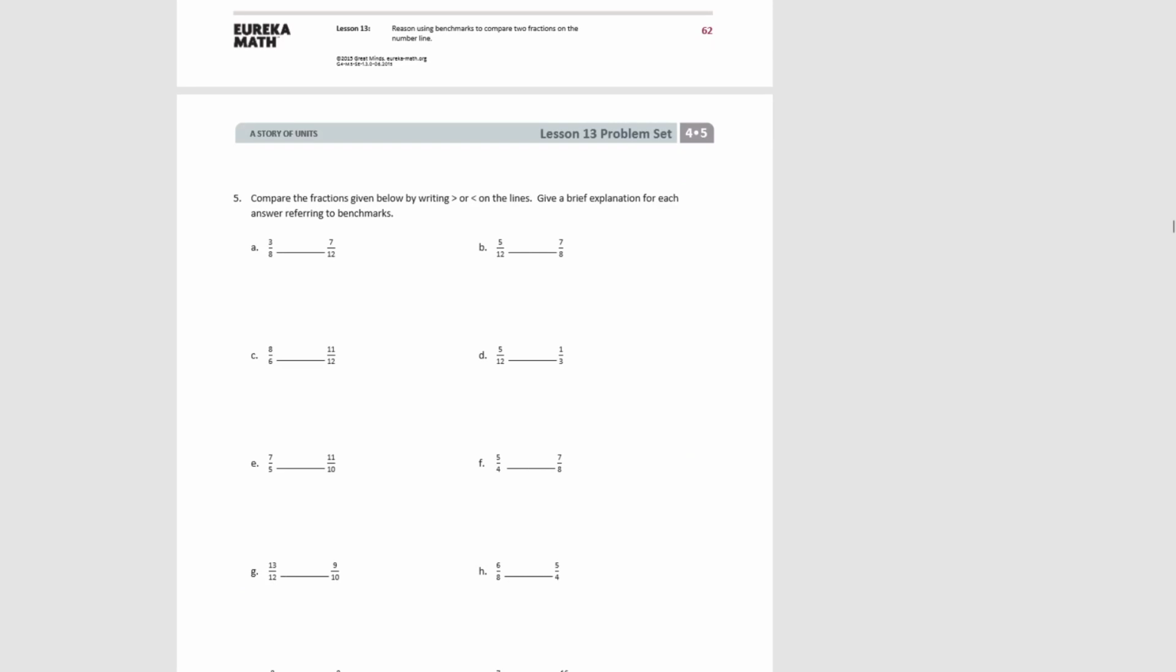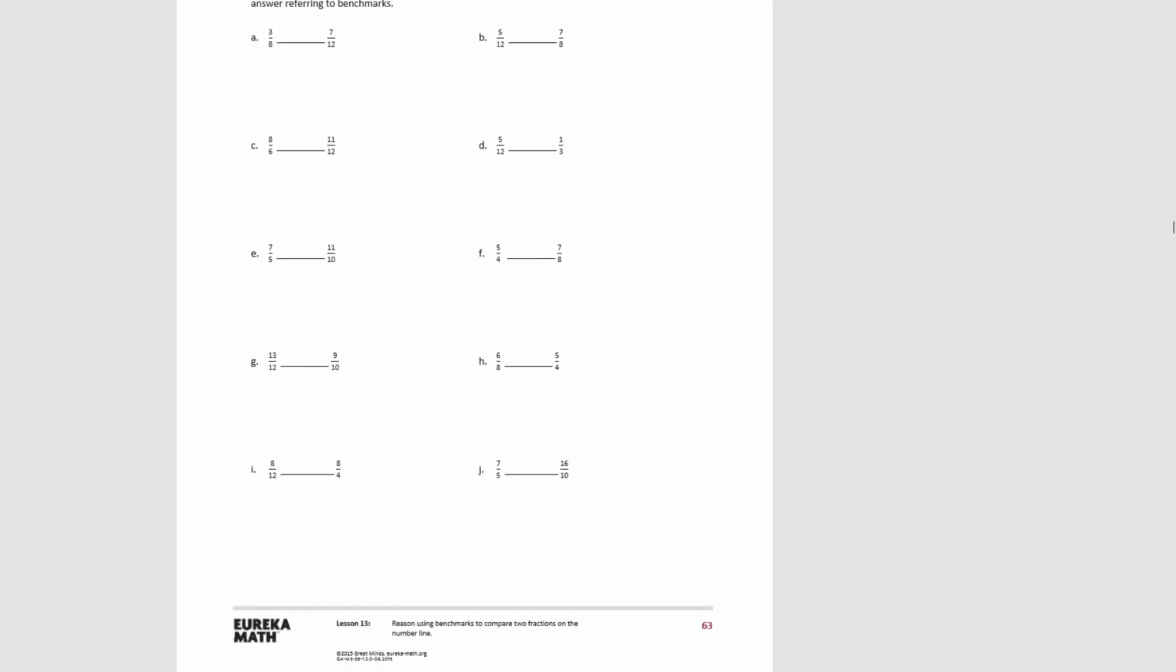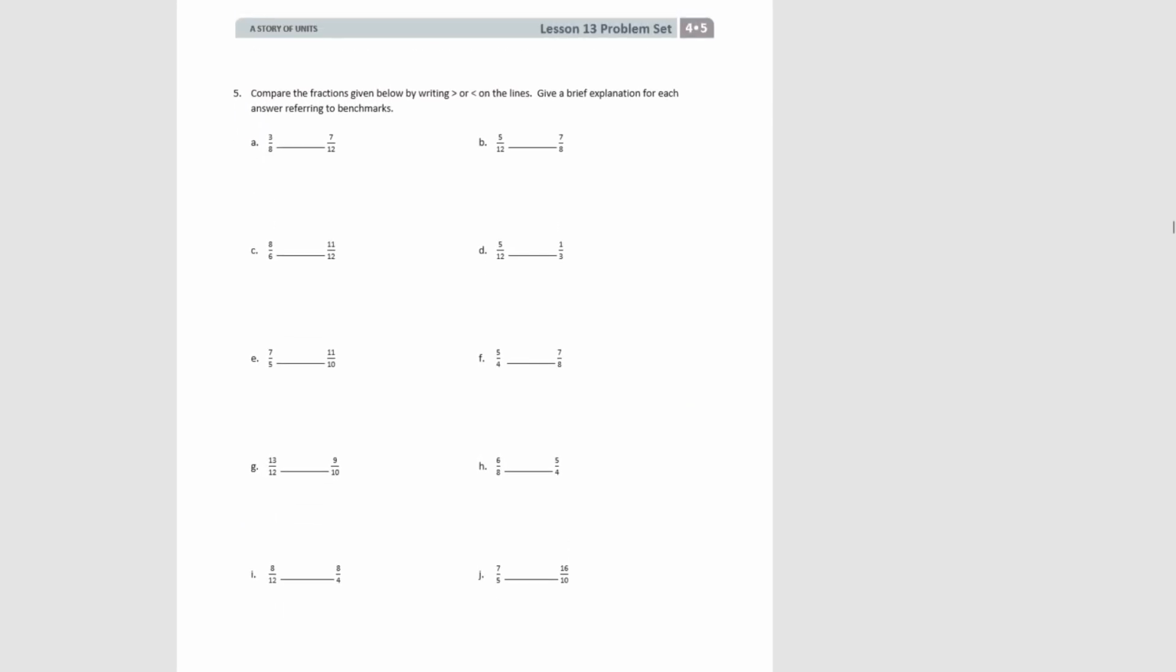Okay, moving on. For 5, we're going to be comparing the 2 fractions, writing greater than, less than on the lines, and then give a brief explanation for each one. So pause the video and try A.